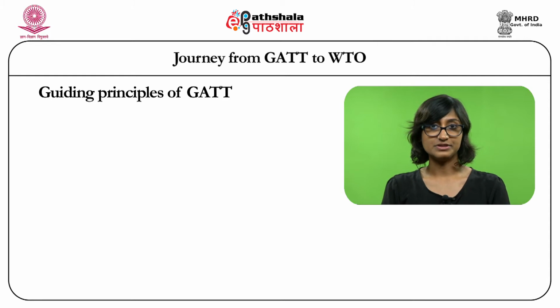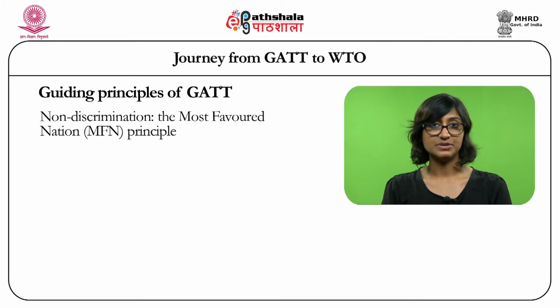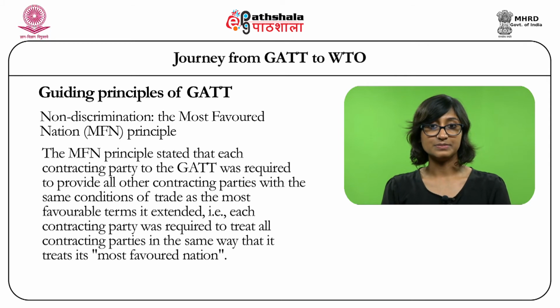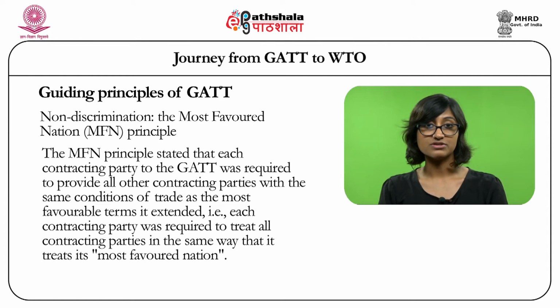The first guiding principle of GATT is the non-discrimination principle. This is reflected in the most favored nation obligation, or the MFN obligation. The MFN principle states that each contracting party to the GATT was required to provide all other contracting parties with the same conditions of trade as the most favorable terms that it had extended. That is, each contracting party was required to treat all contracting parties in the same way that it treats its most favored nation.